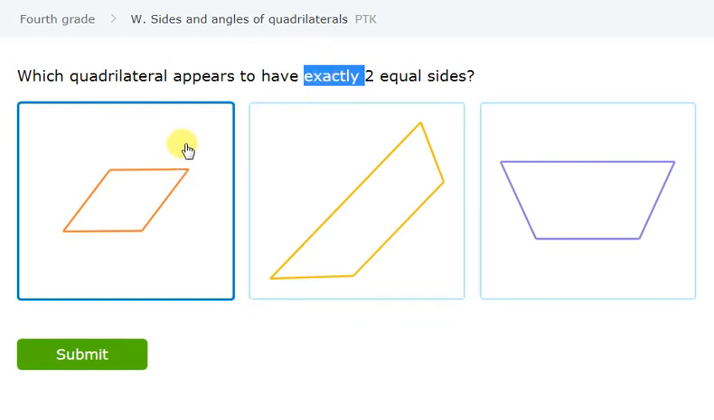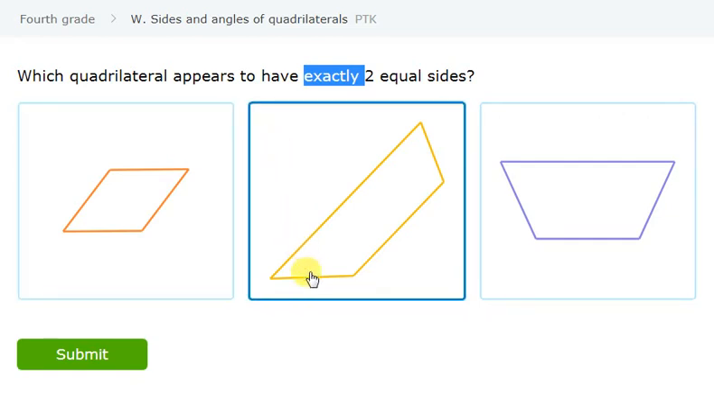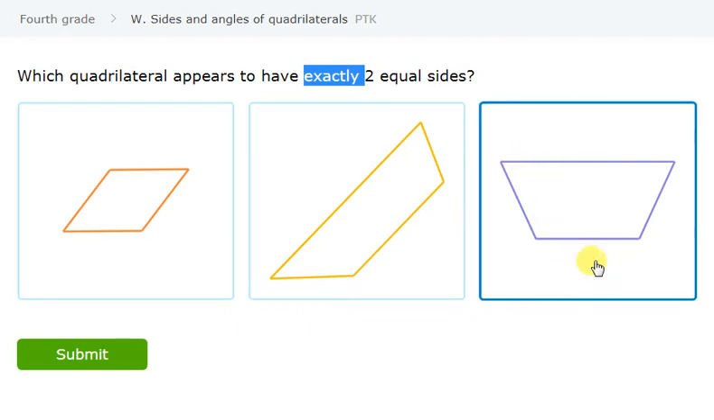So that means this is not the right quadrilateral. But now if you look at this, all of its four sides are different, so that means it is not the case we need to pick. And if you look at this, you can see that we have this side and this side. These two sides are equal to each other, right? And these two sides are different. That means this is the right quadrilateral to pick with exactly two equal sides in it, right? Great.